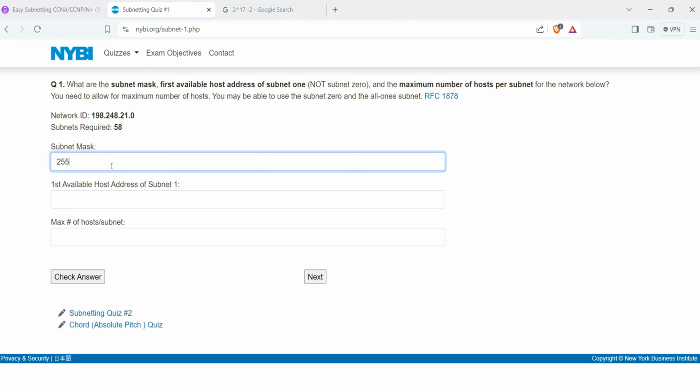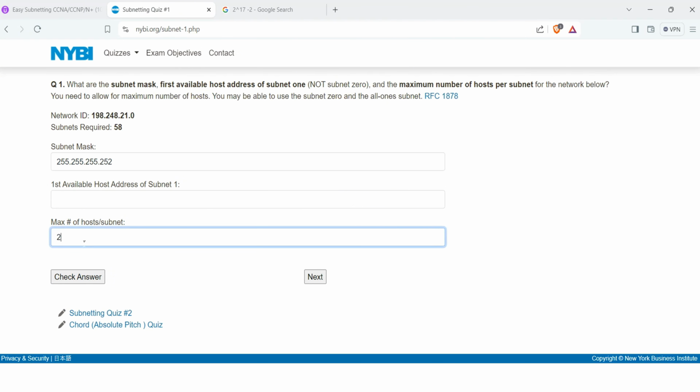What is the subnet mask? 255, 255, 255 dot what? Okay, I'm looking for 58 networks. 2 to the 5 is 32. 2 to the 6 is 64. Again, this is a 252. See this? When you do it, you remember it. That's why it's a repetition. Wow, 6 bits, 2 bits left. 2 to the 2 is 4, minus 2 is 2 hosts.